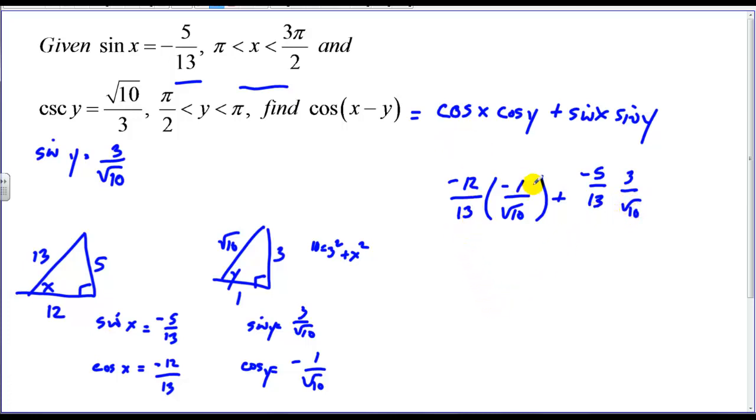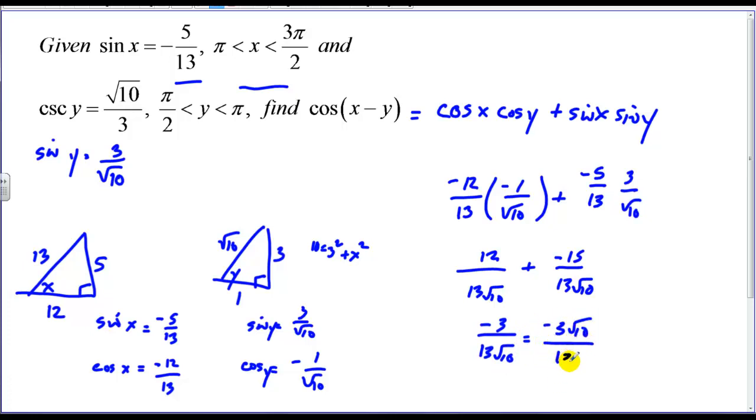You'll notice in both these cases we have a common denominator. This is 12 over 13 root 10 plus negative 15 over 13 root 10, which is negative 3 over 13 root 10. Can't let that root 10 on the bottom go, so we'll rationalize. It's negative 3 root 10 over 130. And we're good to go. So these problems, once again, break down into two triangles.